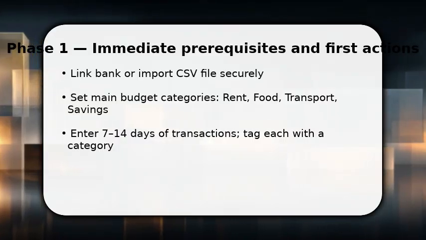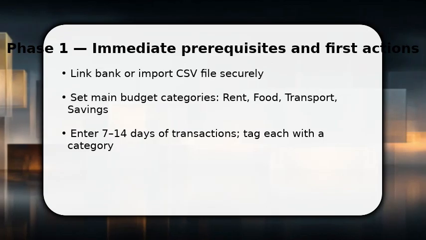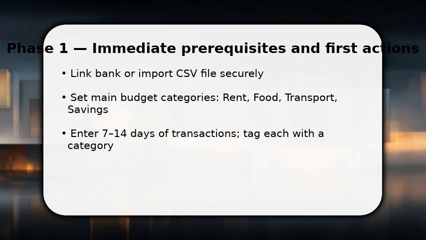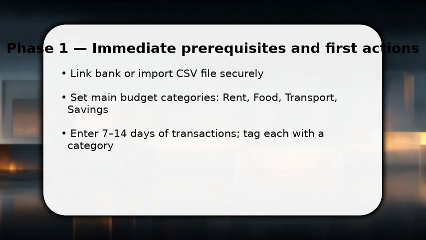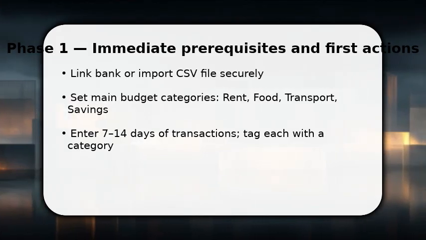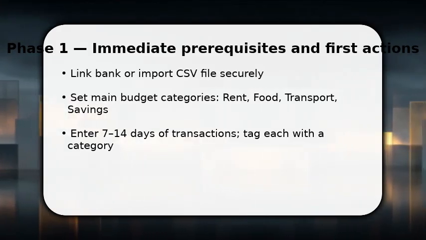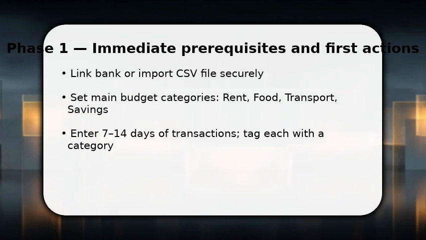Now, add 7 to 14 days of transactions and tag each one clearly. This trains the tracker's suggestions. Make sure to review merchant matches and correct any mislabeled entries, because accurate tags make reports useful and habits visible.